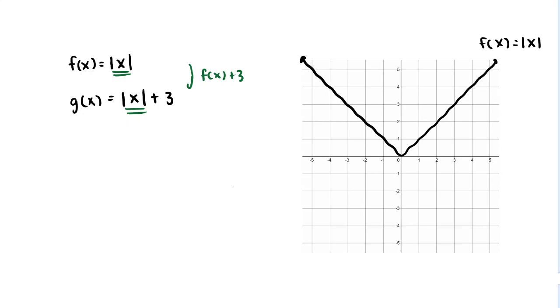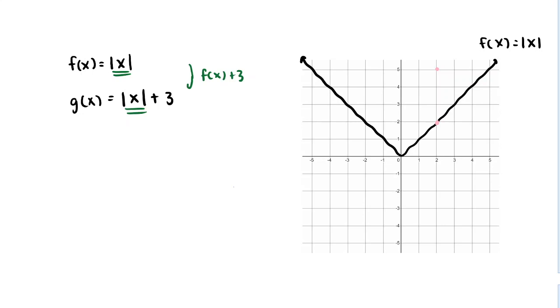So f of x is giving us the outputs of the absolute value function. If I plug in 2 into the absolute value of x, I'm going to get 2 out. And so the point 2 comma 2 is on the graph of our f of x function. The analogous point on our g of x function is the point 2 comma 5. If I plug in 2 into my g of x function, I'm going to get the same result, but then 3 more than that. So I'm going to get 5 out.